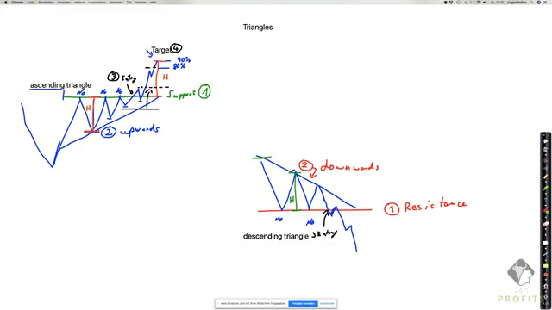So this here is our resistance line. That's why I initially used the colors, and this here would be our support line. I'm sorry for that. So here's our support, because that's where our prices get some support. And up here, of course, there's our resistance line. So that's the resistance.